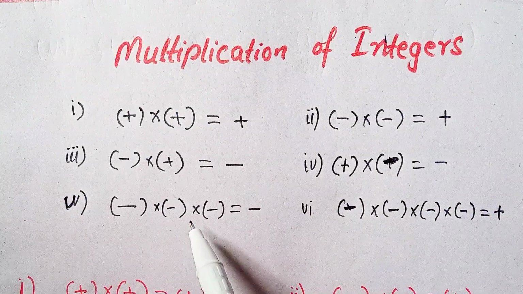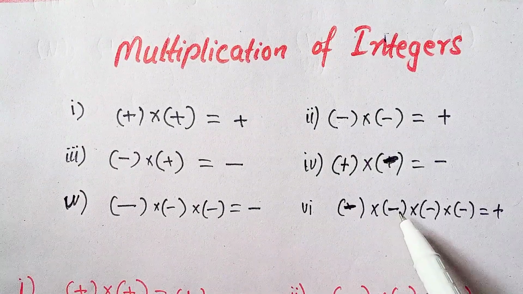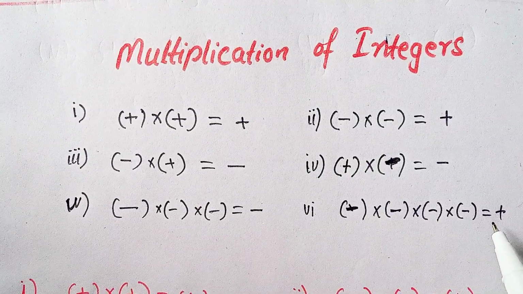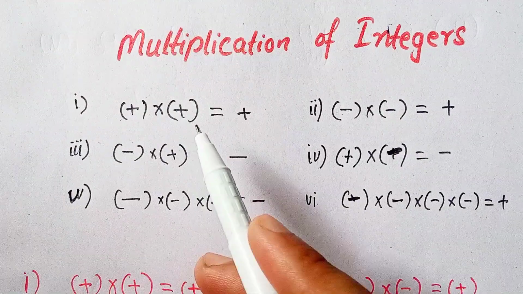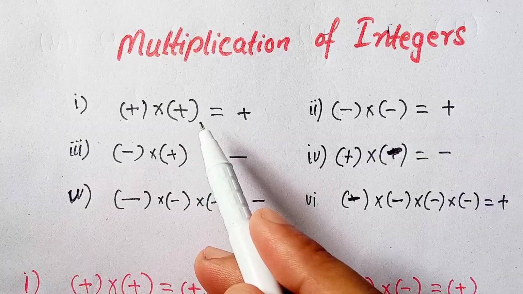When we multiply three negative integers, the result will be a negative integer. And finally, when we multiply four negative integers, the result will be a positive integer. Now let's go ahead and find out how the multiplication of different integers lead to different results.